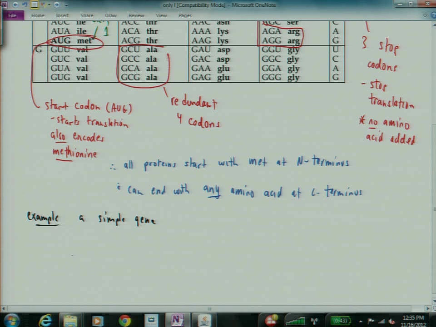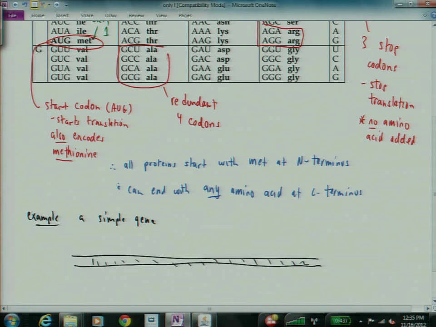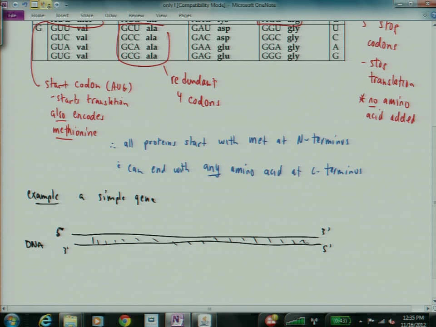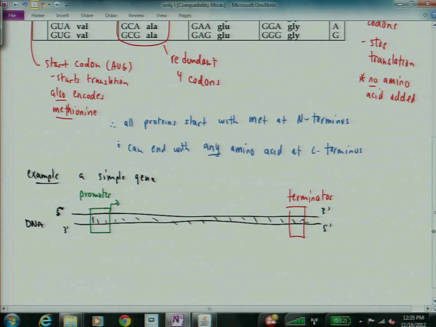The gene itself is, as always, DNA. And there's a 5 prime end and a 3 prime end. And you're going to have at one end a promoter, which we talked about last time, that says start making RNA, and at the far end you're going to have a terminator. Then transcription is going to make your mRNA, which extends from just after the promoter to just before the terminator.